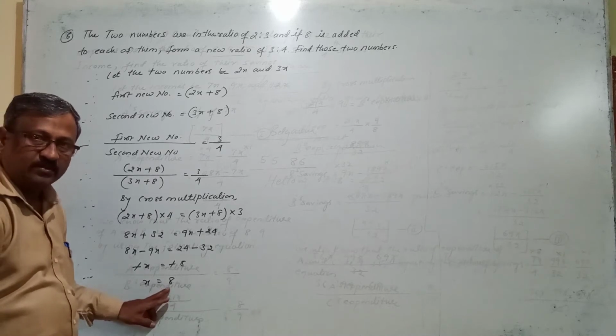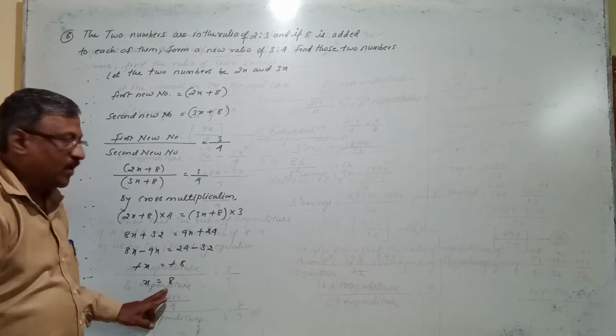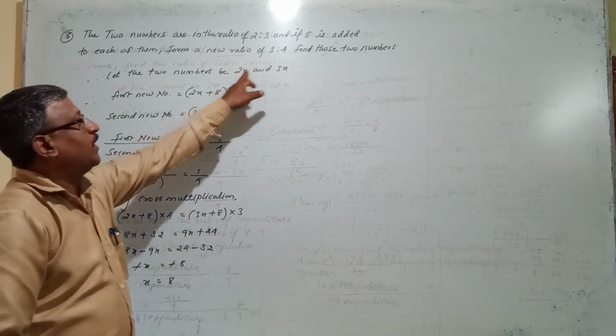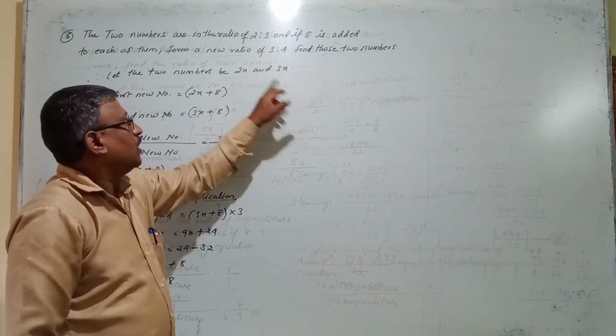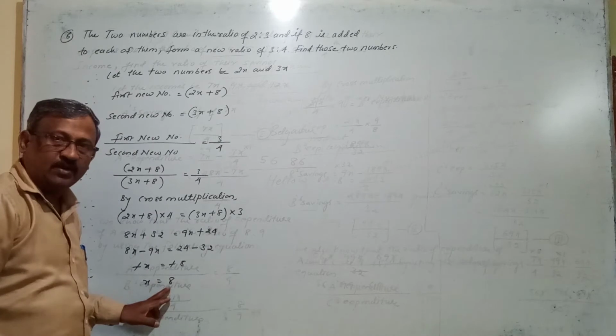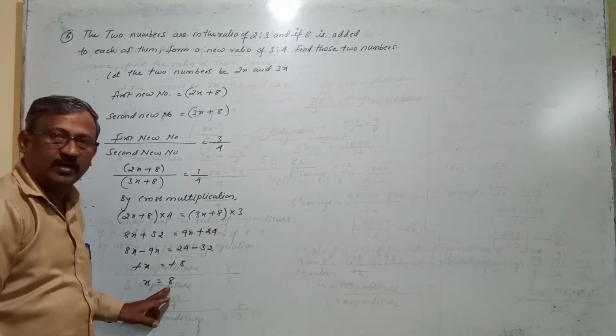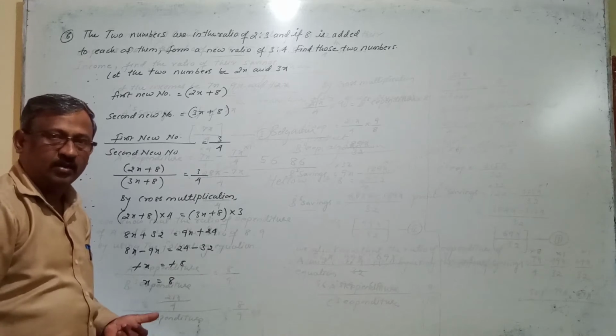This is not our answer, right? Now whatever x value we have got, 8, the same x value if you put into 2x and 3x, because these are my original numbers. Now in these 2x and 3x, if you substitute this x value 8, we get those numbers, right? So let's substitute and calculate the two original numbers.